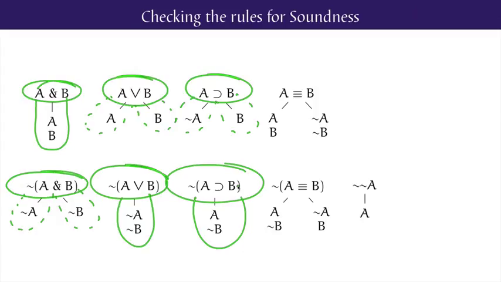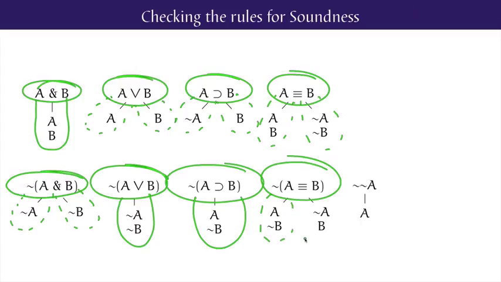Finally, for the binary connectives, if A if and only if B is true, then A and B have the same truth value, which means either that A and B are both true, or A and B are both false. Or if A if and only if B is false, if its negation is true, then either A is true and B is false, or A is false and B is true, because they're the only two ways they could differ in truth value. The last rule was the double negation rule, which says that if not not A is true, then indeed A has to be true as well, because if not not A is true, then not A is false, and that means that A is true.